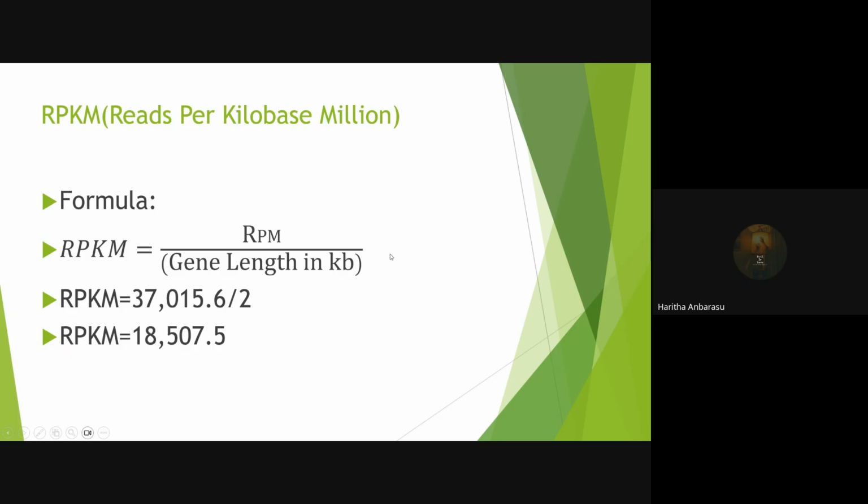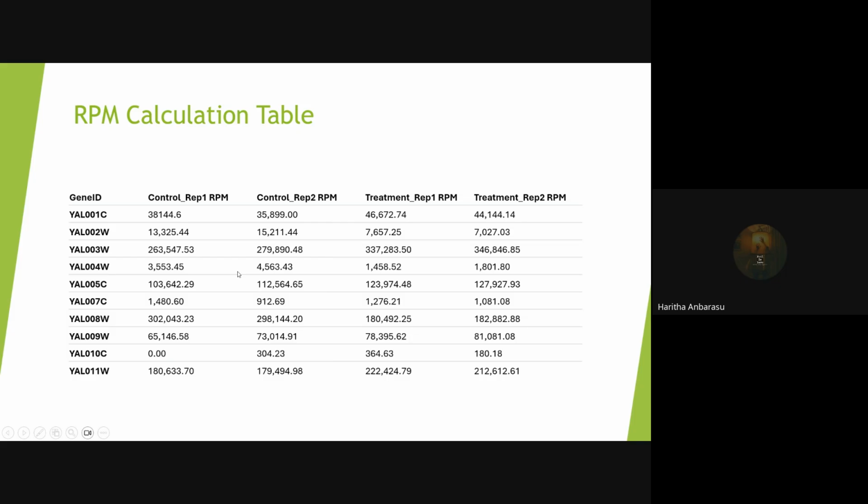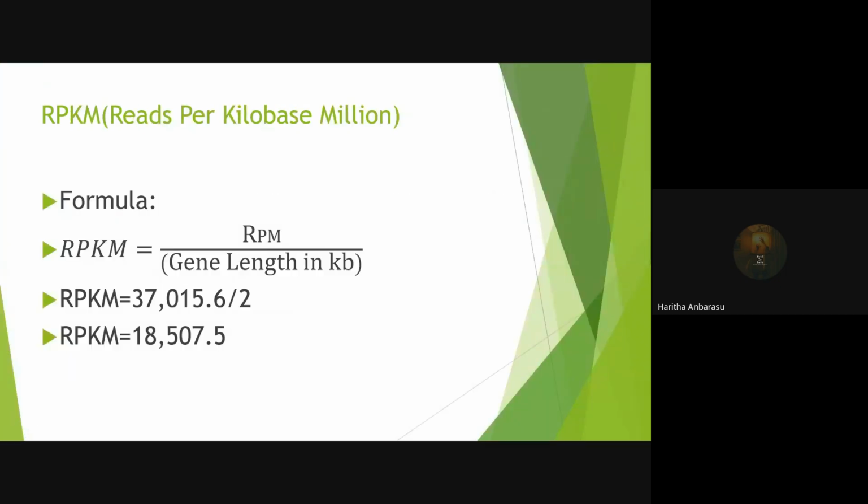Next, we need to calculate the RPKM, that is known as reads per kilobase million. This is the formula of RPKM, that is RPM divided by gene length. We already calculated the RPM value that is given before. So now we just update the values in here. So here RPKM for first read, RPM value for first read is 3701.6 divided by 2.